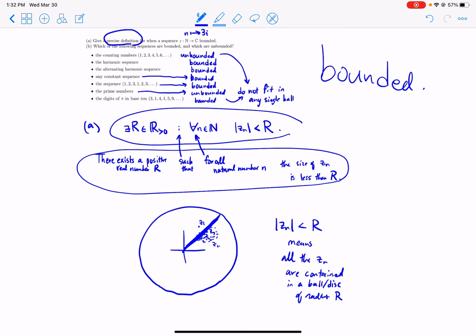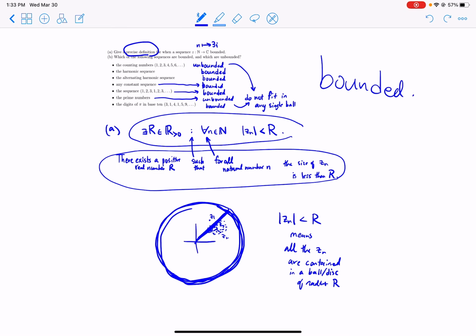There's some radius, there exists some capital R, a positive number because it has to be the radius of a ball, such that for all the sequence, they're all contained in that one ball. All we need is to find one ball such that for all the n's, the sequence elements in size are less than that positive number. That means that they're in a disk. Okay. That's my answer.